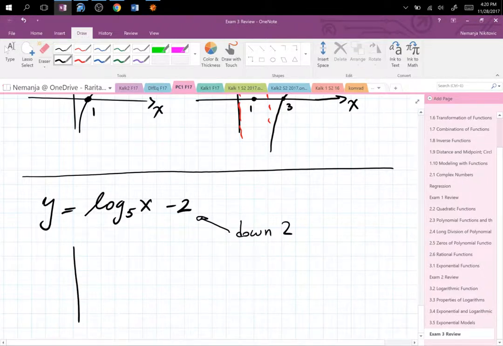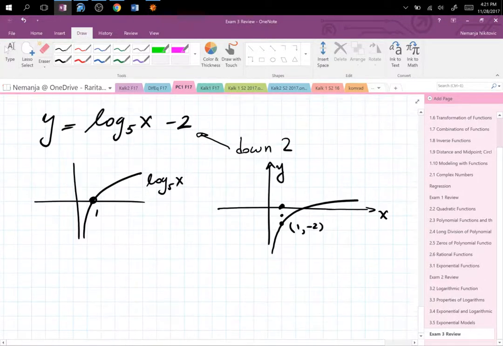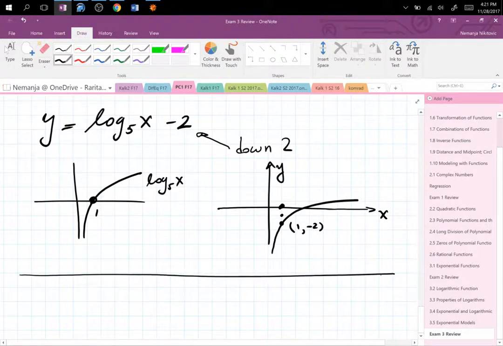So this is going to be a standard log going through 1. This is log 5 of x, and then you are going to shift that log from this 1, 2 units down and draw the same log, and call this point here 1 and -2. All good? Happy?